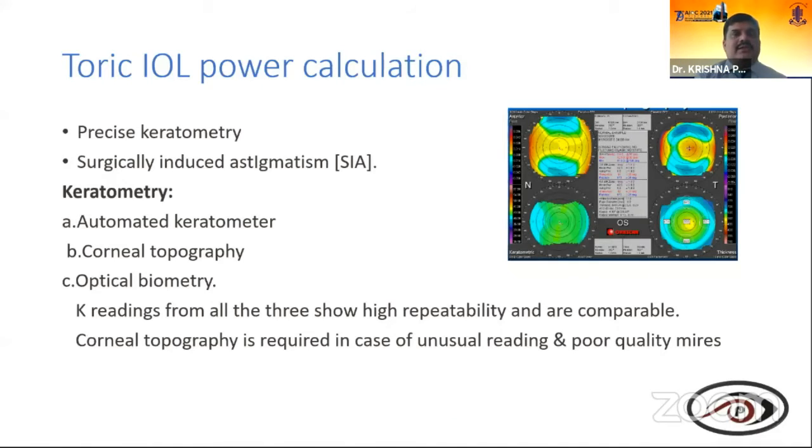Coming to toric intraocular lens power calculation, precise keratometry is very important. You need to know how much your surgically induced astigmatism is. For keratometry, you have an automated keratometer, a corneal topographer and optical biometry. K readings from all of these show high repeatability and are comparable. Corneal topography is required in some cases of unusual readings and poor quality mires.